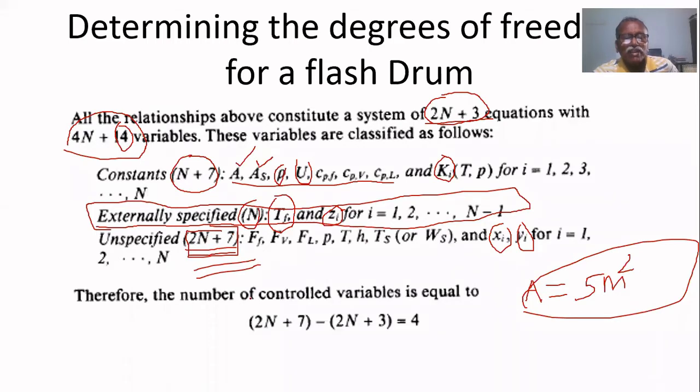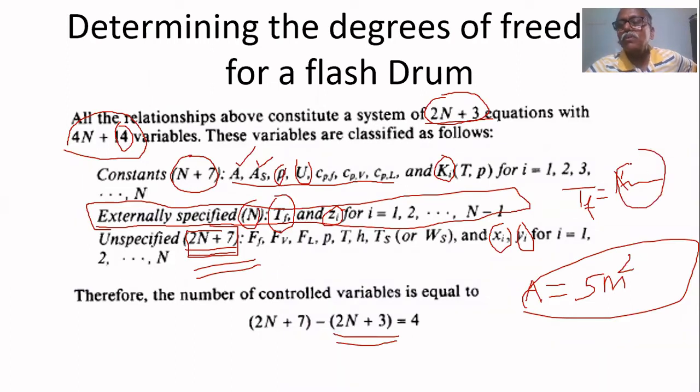How many equations do we have? We have 2n plus 3 equations. Externally specified, we can also tell like this: Tf equal to ambient temperature. Like that we can write. No, that is also an equation. But the ambient temperature we do not know, it is an unknown disturbance. So this is also an equation. Like that we can have only 2n plus 7 unspecified variables.